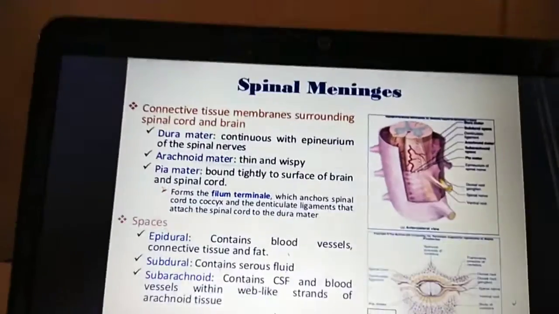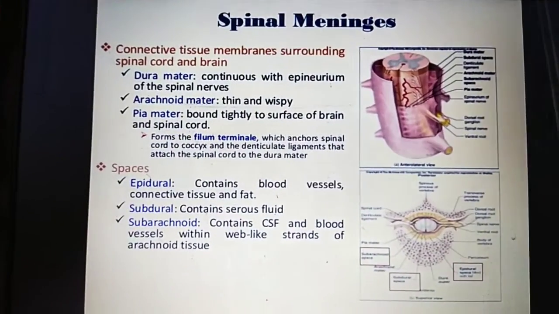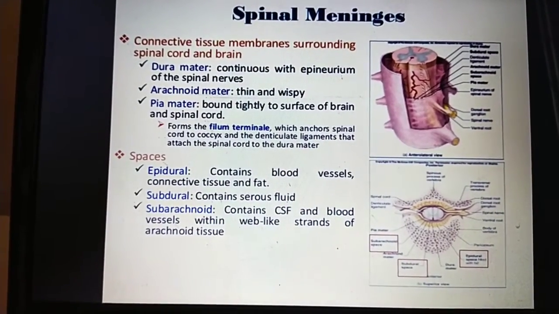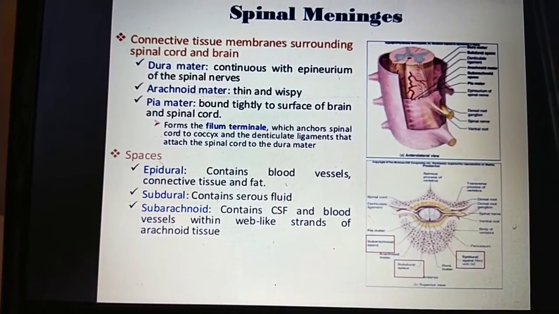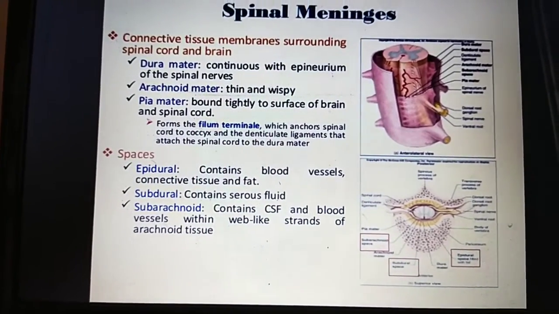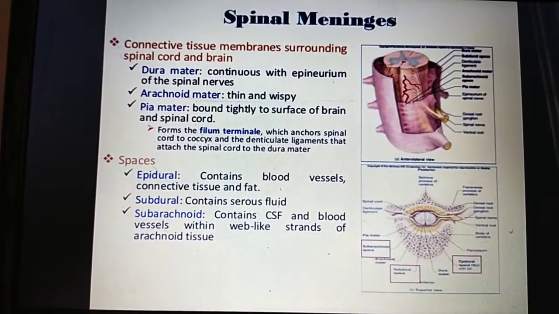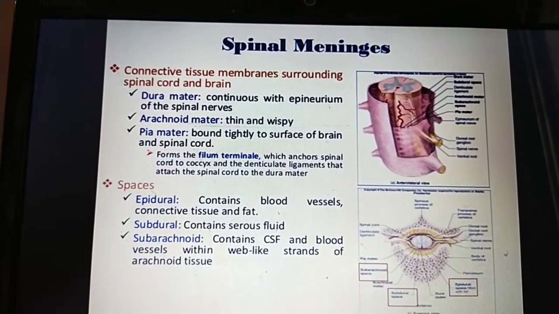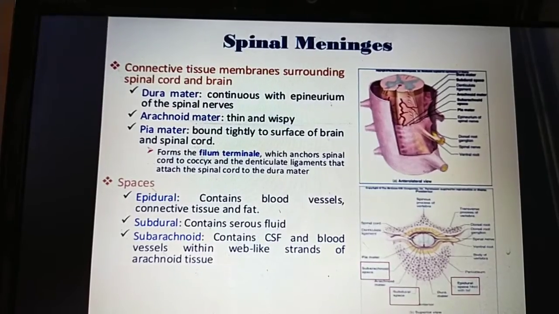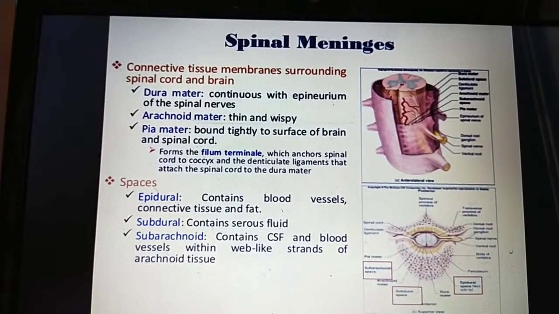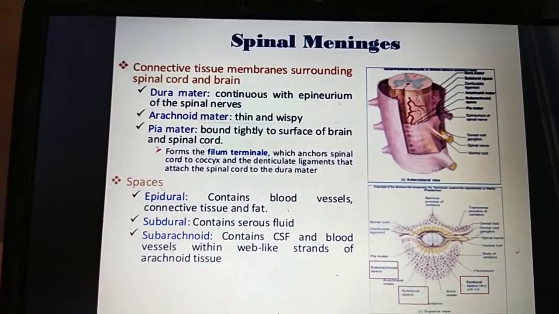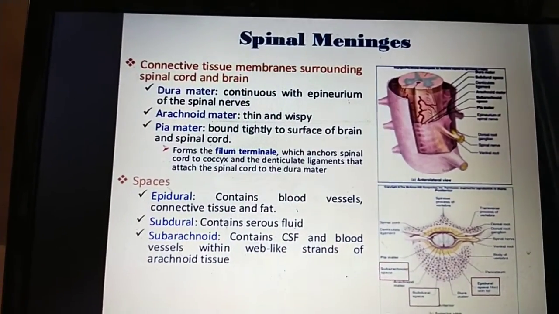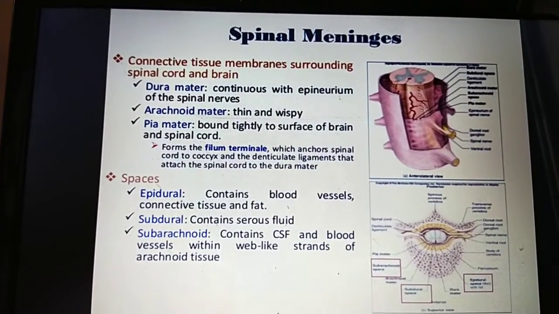Okay, the spinal meninges are connective tissue membranes that surround the spinal cord and brain. The outer dura mater is continuous with the epineurium of the spinal nerve. Arachnoid mater is thin and wispy. Pia mater is bound tightly to the surface of the brain and spinal cord and forms the filum terminale, which anchors the spinal cord to the coccyx, and the denticulate ligaments that attach the spinal cord to the dura mater.